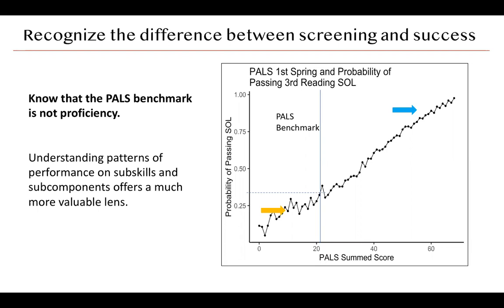But look at the top peak of the graph, that blue arrow: a child with a high PALS score, like a 50 or a 60, has a high probability. But look at where the benchmark is. That PALS benchmark is that vertical, skinny blue line there. You can see that if a child's right there, they don't have a guarantee of success on passing that SOL. Again, that's because the benchmark is not proficiency. It's a screener for significant risk. Risk so significant that state dollars are allocated. So what we know is that the best way to consider PALS is through sub-skills, not the benchmark.